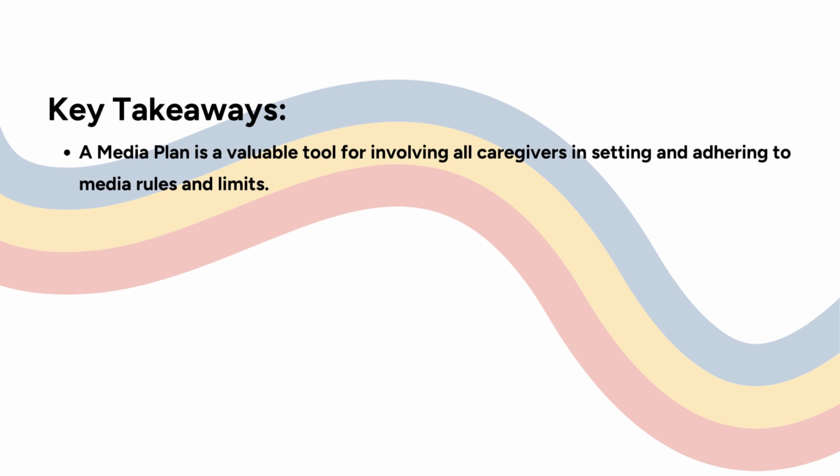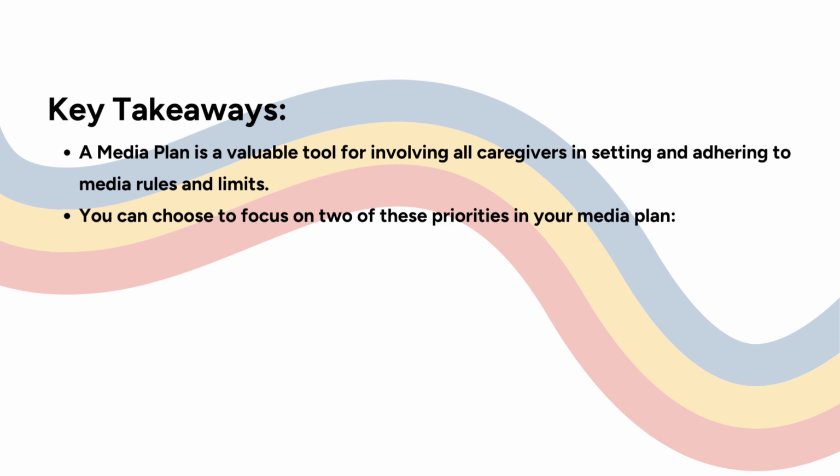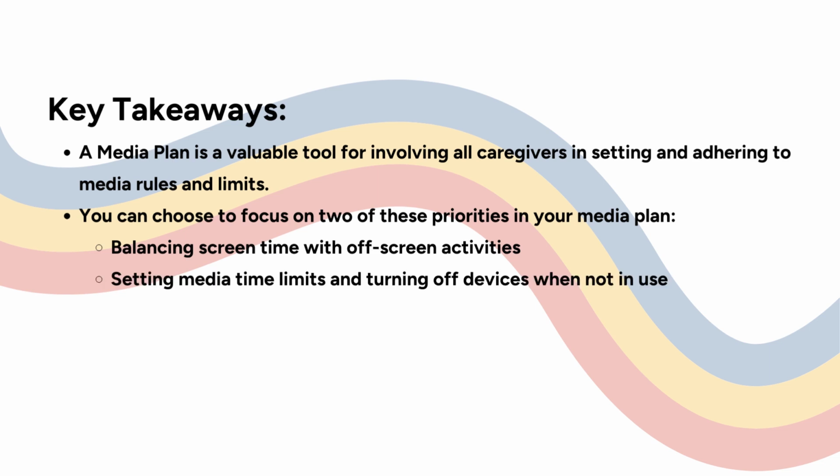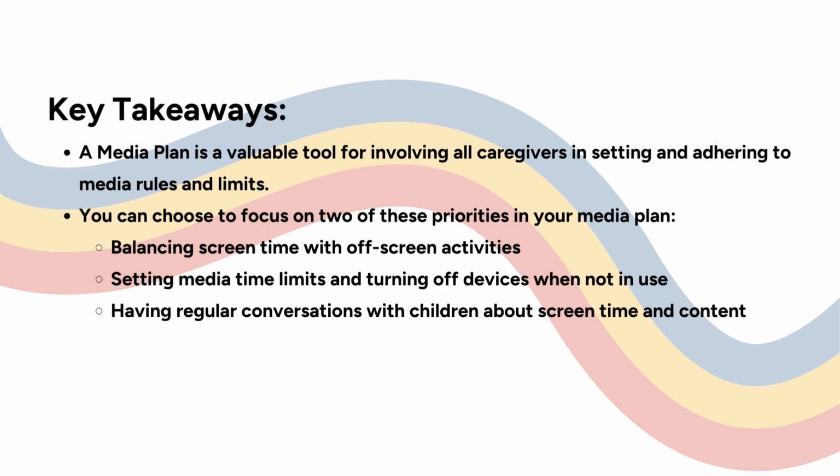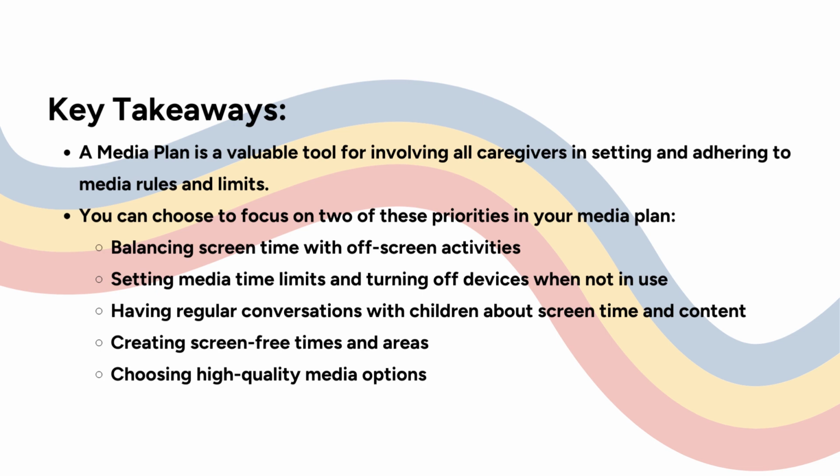Here are the key takeaways. A media plan is a valuable tool for involving all caregivers in setting and adhering to media rules and limits. You can choose to focus on 2 of these priorities in your media plan: balancing screen time with off-screen activities, setting media time limits and turning off devices when they're not being used, having regular conversations with children about screen time and about content, creating screen-free times and areas, choosing high-quality media options, and using media together.